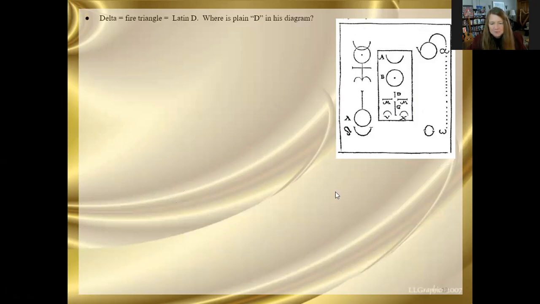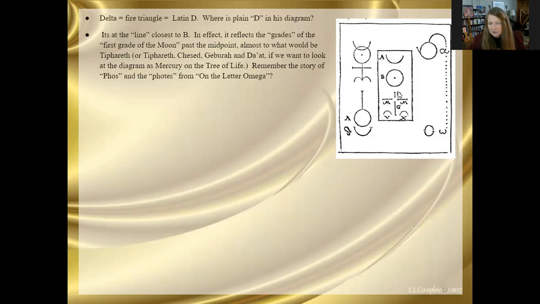But moving on. Okay, at the line closest to B here is another D. In effect, this D is reflecting the grades of the first grade of the moon past the midpoint, M. I'll say why I think it's the midpoint rather than it being important to attribute an element one way or the other in a minute. But it's almost to what would be the figure of Tifereth, Kesed, Geburah, and Dot, if you want to look at the diagram as Mercury on the tree of life, or Tifereth and all the upper Sephiroth if you want to look at Venus on the tree of life.